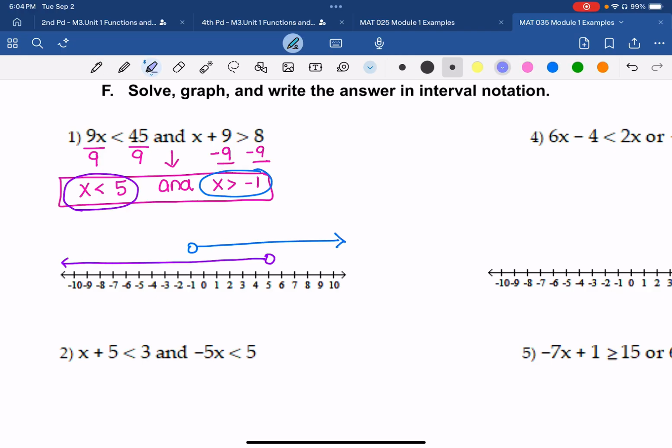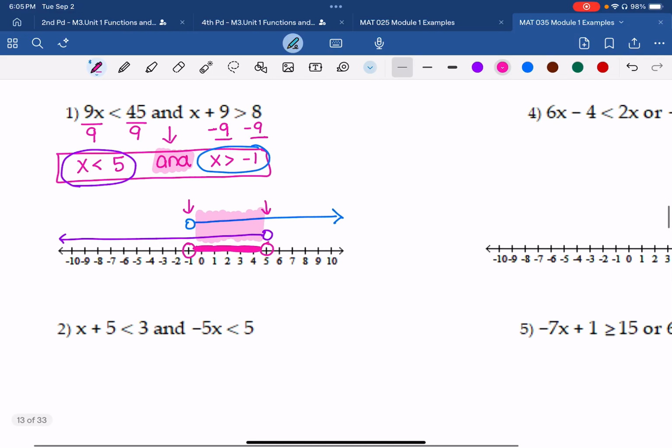For and inequalities, we're looking for the overlap of these two things. Right here is where my solutions fall in both x less than 5 and x greater than -1. The only part that's actually in my solution is from here to here. If you notice, I kept them as open circles because this part here is not in both. It's only in the purple. And this part here is not in both. It's only in the blue. So I kept those open circles.